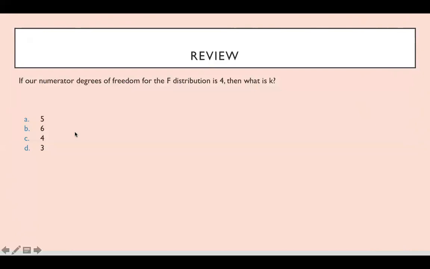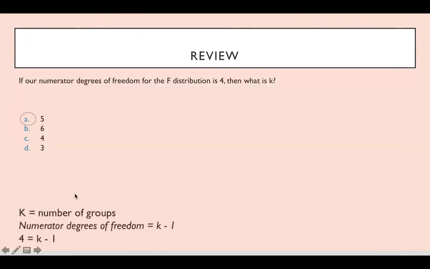All right, great job, you guys. A is our answer here. So just going back to that formula, k is the number of our groups. The numerator degrees of freedom is equal to k minus 1. So if our numerator is equal to 4, we just have to find what minus 1 equals 4, and that is 5. So great job.